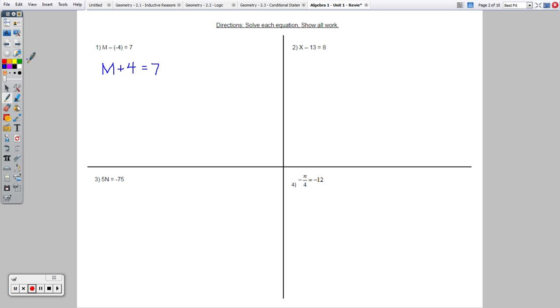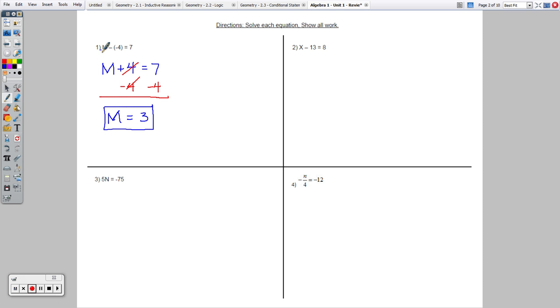We're trying to get the m by itself, trying to solve for the variable in each one. So here I'll subtract 4, and doing that gets the 4's to cancel. I'm left with m equals 3. That's it. That's my final answer. I will box that in.